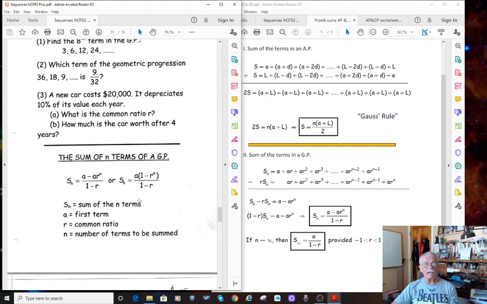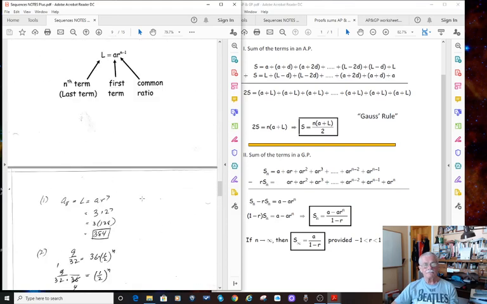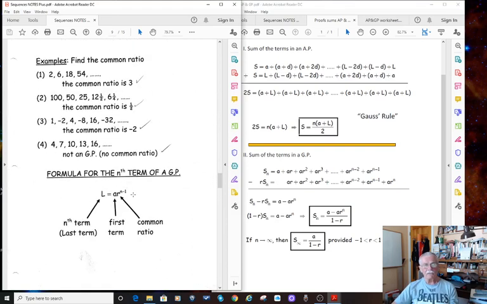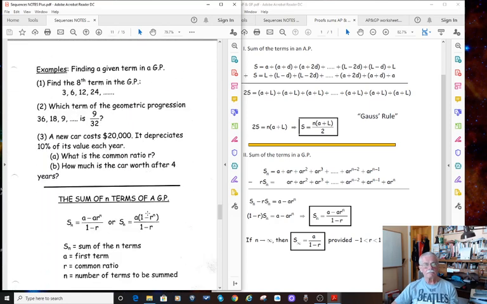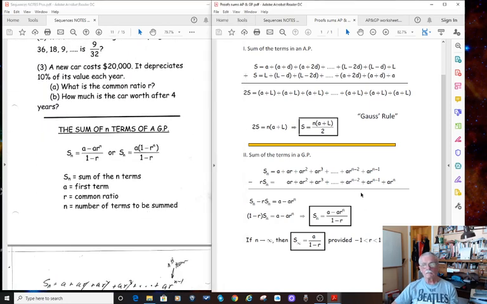Okay, so if we go back here, this is the formula here. The last term, in this case the nth term, is ar to the n minus 1, so that's how I get this. Now the trick is I want to solve for s sub n.